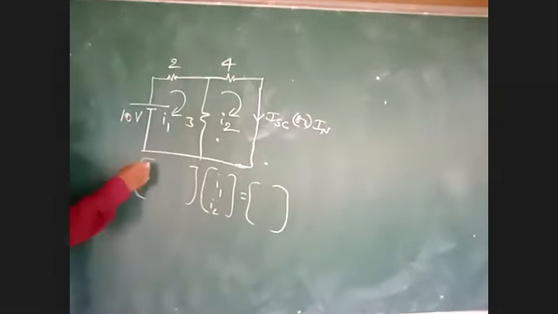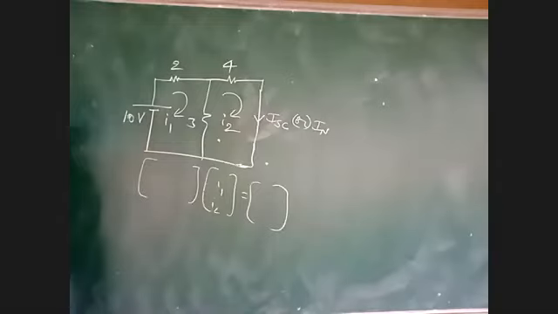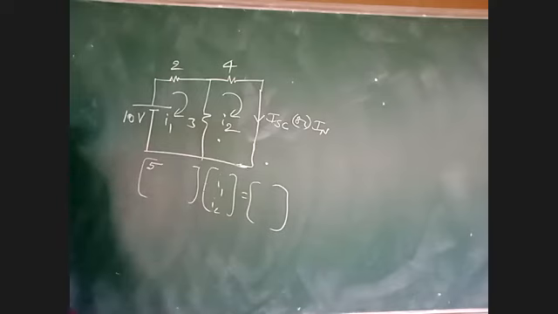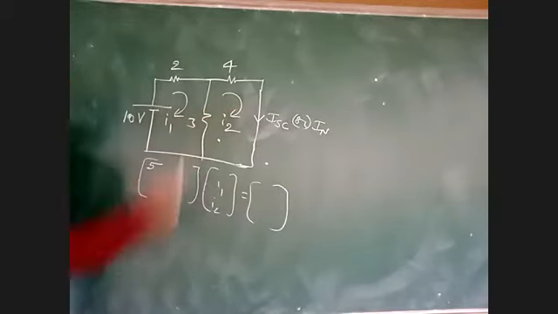What is A11? Two plus three, 2 plus 2, 5. What is A22? 2 plus 3 plus 4. In the second loop, what are the resistances? 3 and 4. 3 plus 4, 7.